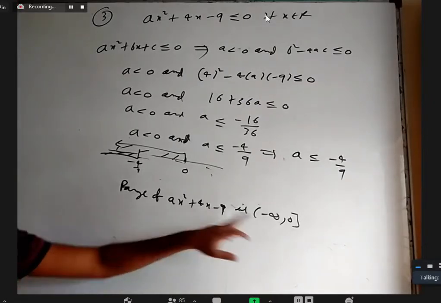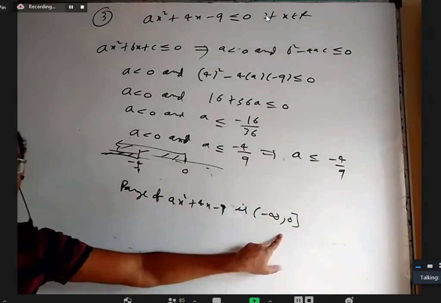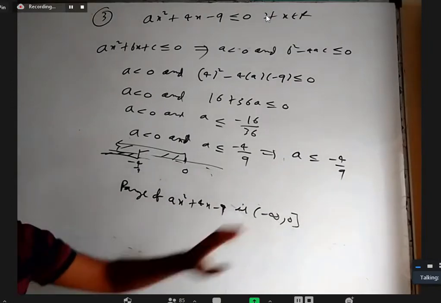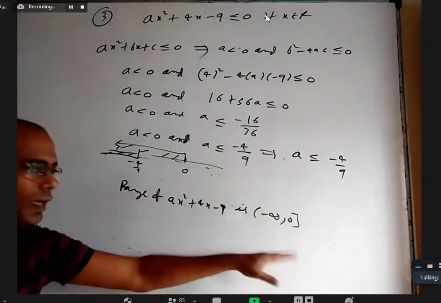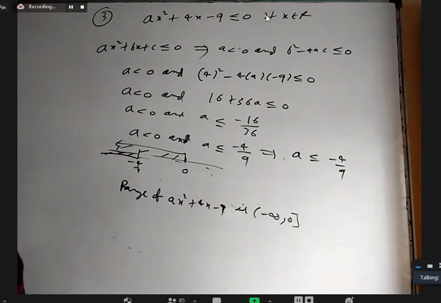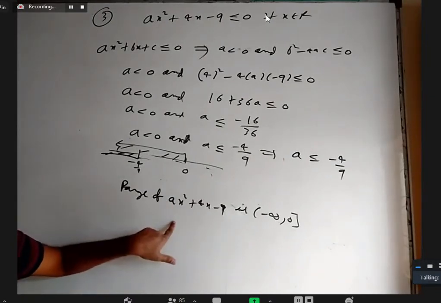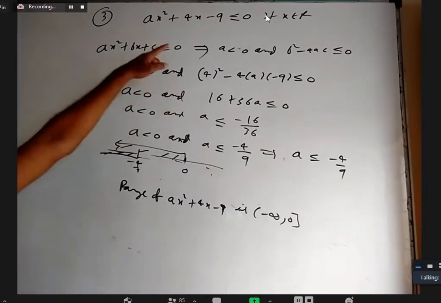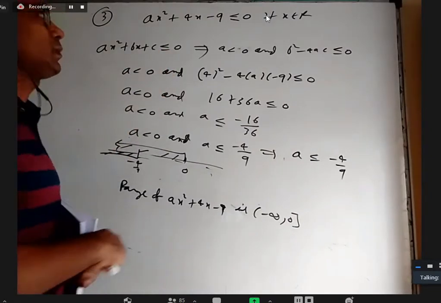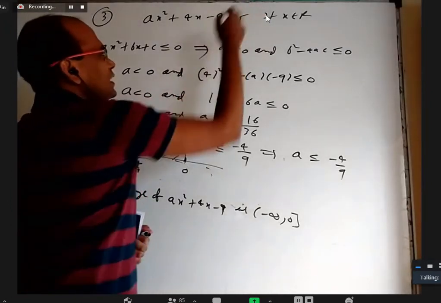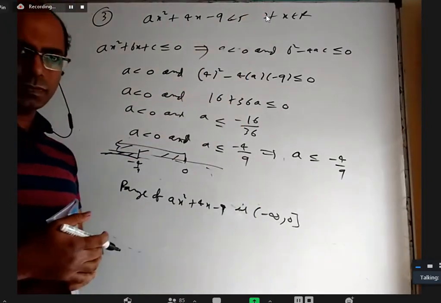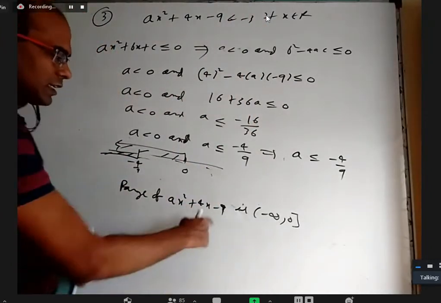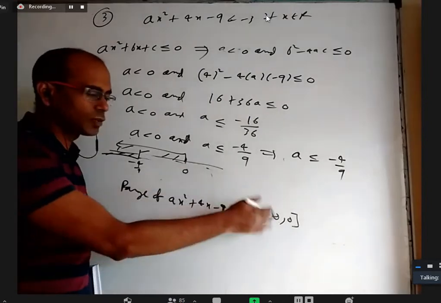When I say the range is this, it means it should attain 0 also. It should cover all these values. Only when it is a perfect square can it cover 0 and everything less than that. So for this, you have to check a less than 0 and b square minus 4ac equal to 0. But when I say less than or equal to 0, it can be only less than. If it is only less than, then less than or equal to 0 is included there. If it is less than minus 3, it is automatically less than or equal to 0. But here it cannot be just less than minus 3. It has to attain 0 also.